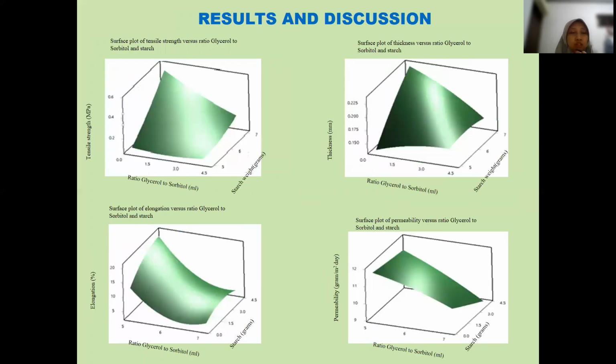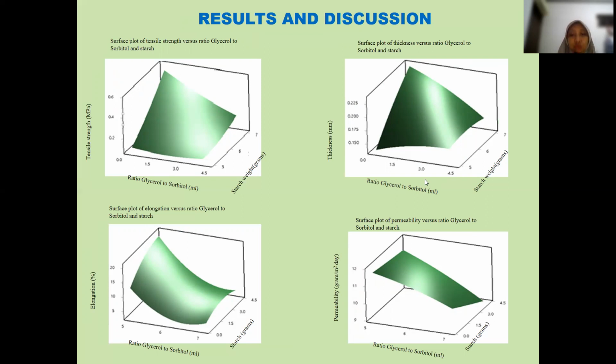And these are the surface plots of tensile strength versus ratio of glycerol to sorbitol and starch for the first image. The best condition is shown at the top point of the graph, which shows the point of the glycerol to sorbitol ratio of 2 to 8 and a starch weight of 7 grams, and produces a tensile strength of 0.5 MPa.